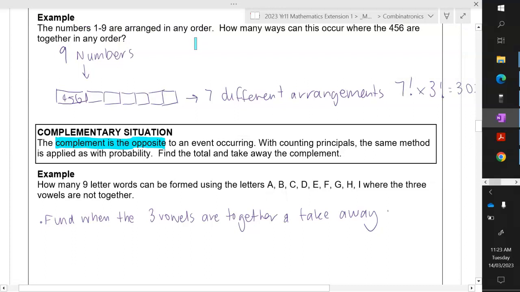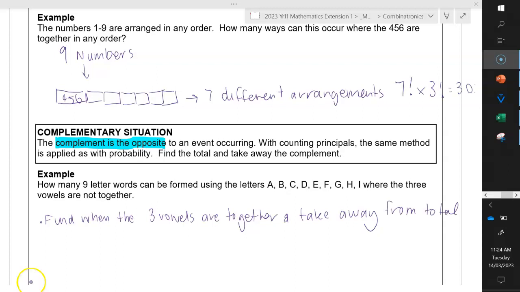So with counting principles, and that's what we're doing here, remember, we're looking at counting, we're not actually looking at probability yet. The same method is applied as what we did when we did probability. So we find the total and we take away the complement. Let's have a look at the example below.